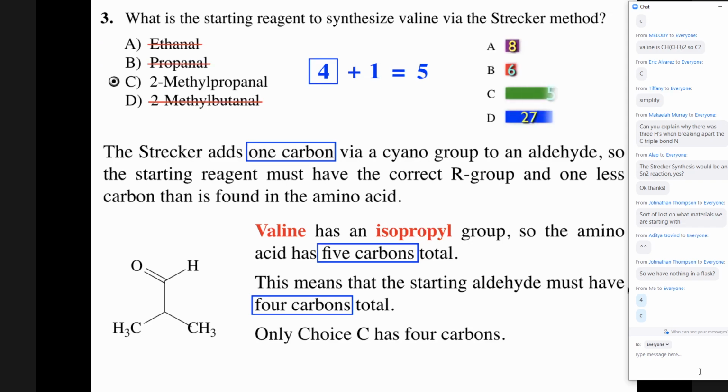So perfect. How many are okay with the simplified approach? How many are fine with recognizing that this adds an imine and a cyano group? An ammonia to form an imine, cyano group to form the carbon. So you're only adding 1 carbon total. If you want 5, you start with 4. If you wanted 12, you start with 11. Keep things as simple as you possibly can.